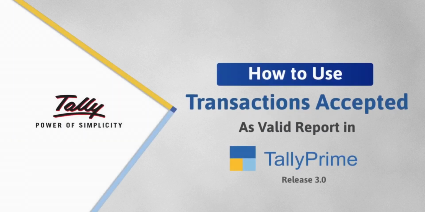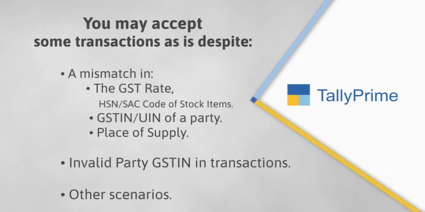In this video, you will understand how to use the transactions accepted as valid report in TallyPrime. In TallyPrime, you may be accepting some transactions as is, as you are convinced that the values in the transaction are correct. You may accept the transactions as is even if there is a mismatch in the GST rate, HSN or SAC code of stock items, GSTIN or UIN of a party or place of supply between transaction and master, or there is an invalid party GSTIN and other such scenarios.